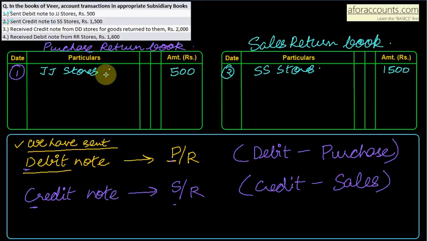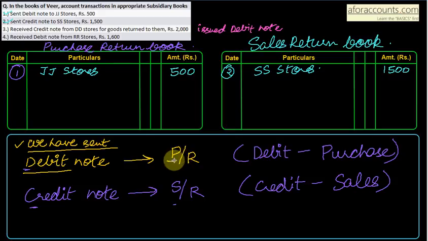Now be attentive for the third point. Please your attention here. Received credit note from DD Stores. Now I have received credit note, means I should have issued debit note. मुझे रिसीव हुआ है क्रेडिट नोट, तो मैंने अगली पार्टी को डेबिट नोट दिया होगा. So when I am issuing debit note, डेबिट से परचेज, तो कौन सी बुक में जाएगा ये? परचेज रिटर्न बुक में.